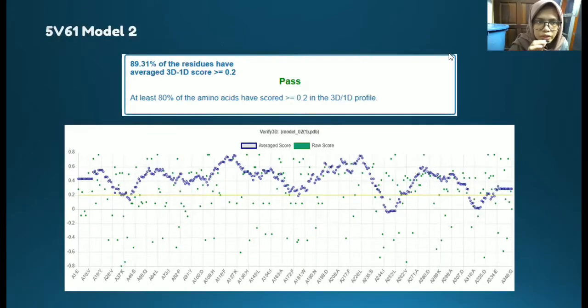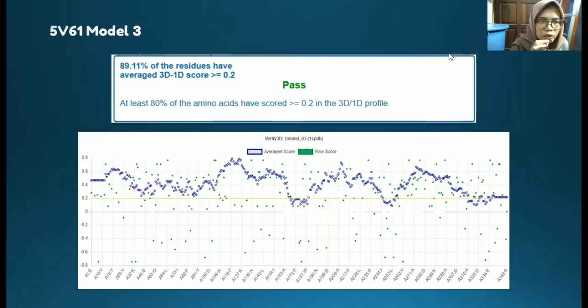Okay, for the 5V61 model 2, the status also passes, which is 89.31% of the residues have average 3D-1D score, which is more than or equal to 0.2. Which is also, this result is moderately good and excellent. Okay, for the 5V61 model 3, the status also passes, which is 89.11% of the residues have average 3D-1D score that is more than or equal to 0.2.